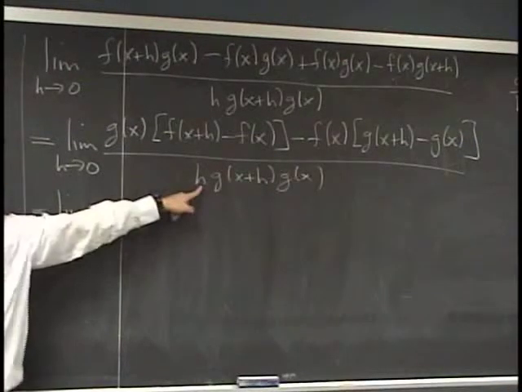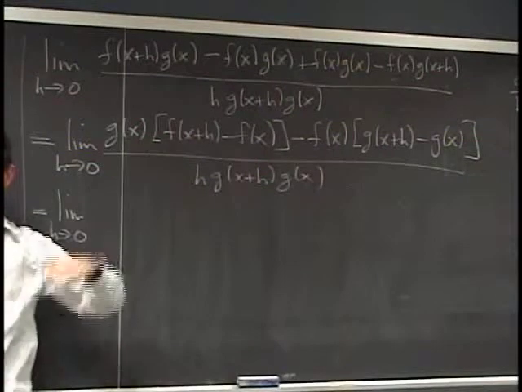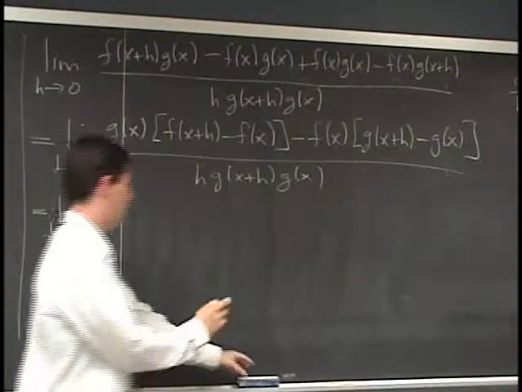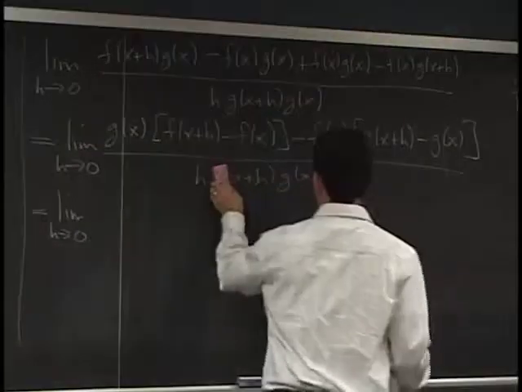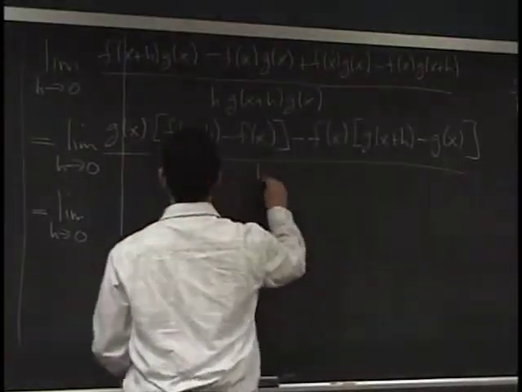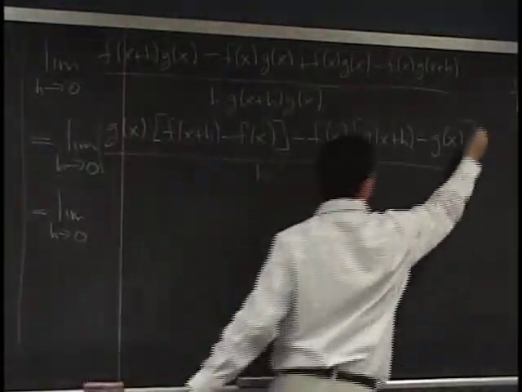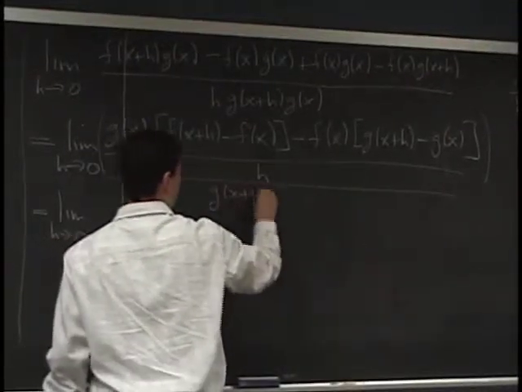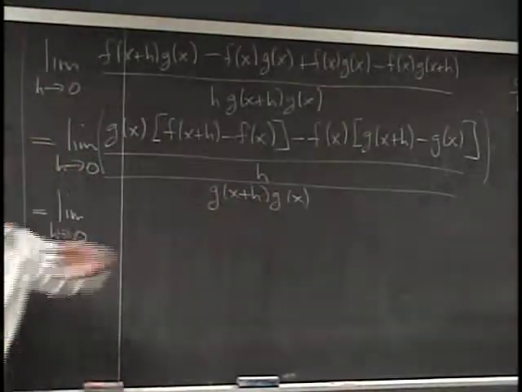You remember how we moved this h up? We said everything was all over h, and then in the next step, we just sucked it up. Well, I want to get rid of this g of x plus h times g of x. So why don't I just push it down? And then I don't have to worry about it until the very end. So instead of writing it like this, I'll write this over h and then put the whole thing, and of course, we're still inside the limit, over g of x plus h times g of x. And now I don't have to worry about that until the end.